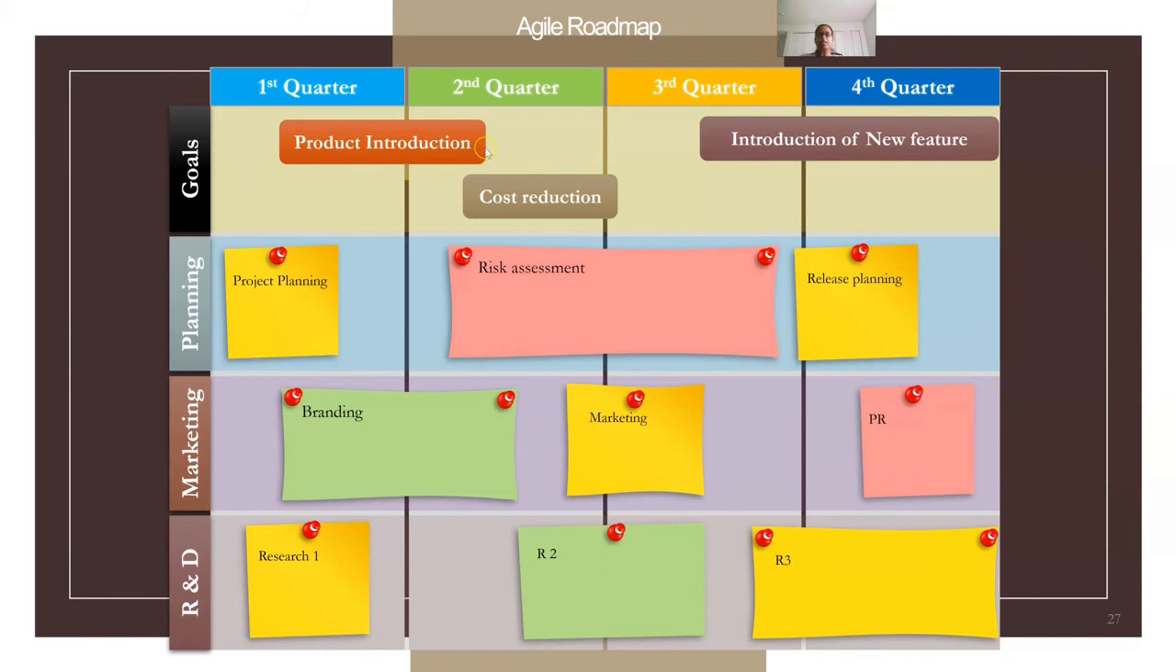In the second quarter, the goal could be mostly cost reduction. When it comes to planning, that particular project could be doing risk assessment, and in the third and fourth quarter, it could be the release planning. The marketing team would be involved in PR and other marketing related strategies. Finally, R&D does its own research phases. This is just an example which could be in any particular organization.